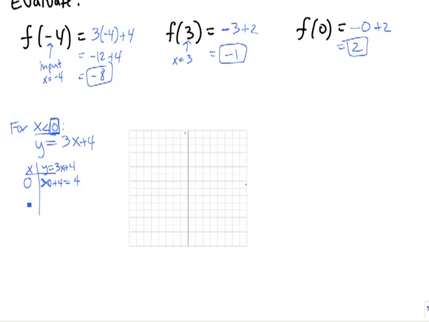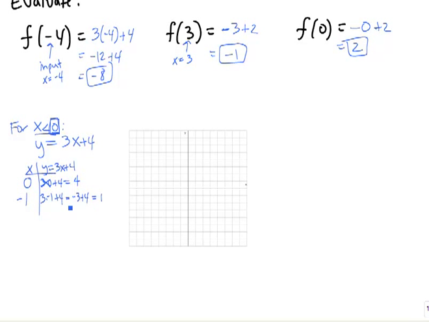And here is where you want to be very careful. Since we only want x's less than 0, make sure that you pick an x that is smaller than 0, so something negative, like -1. So let's plug in -1 into my equation. 3 times -1 plus 4 is going to give me -3 plus 4, or +1.